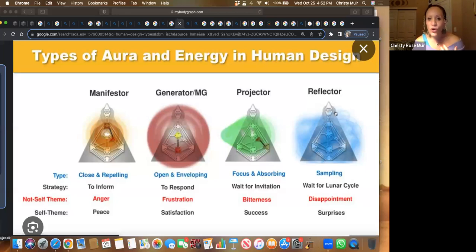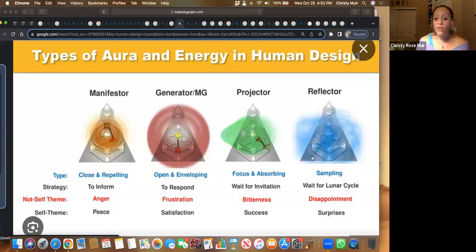The reflectors have no definition. So they will have gates activated. You'll see little lines, but they won't connect any of the centers. So they won't have any definition in their chart. They're completely open. They are the only lunar beings on the planet. And so they really march to the beat of their own drummer.